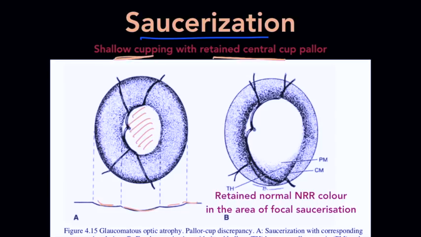Okay, and just consider this again. In this picture, we can see the margin of the pallor and the cup margin, so we can see two margins. The cup margin is extending down, so there is a loss of neuroretinal rim, a loss of this tissue inferiorly. But if you consider the pallor of the cup, it's extending up to here, and the color between the pallor margin and the cup margin is going to be normal. So there's a retained normal neuroretinal rim color. There's a focal area of saucerization here, and this area is called the tinted hollow.